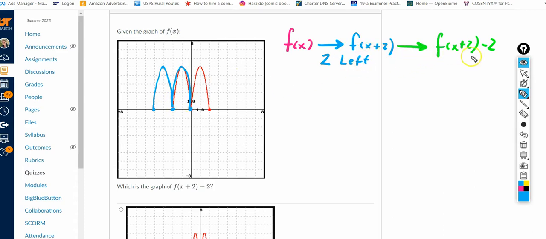Then I'm going to take the blue one, and to get the green one, which is what we want, I'm going to shift it down 2 units. So take the blue one and shift it down. So all of these reference points, I have these 5 reference points. I'm going to start with them getting shifted 2 down.